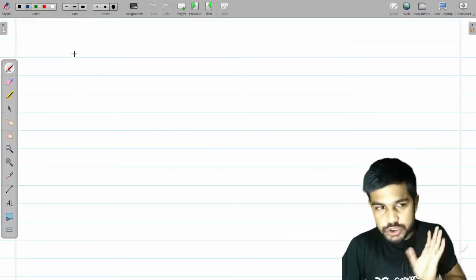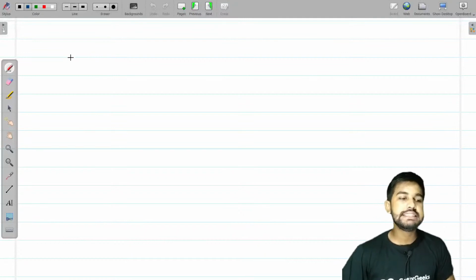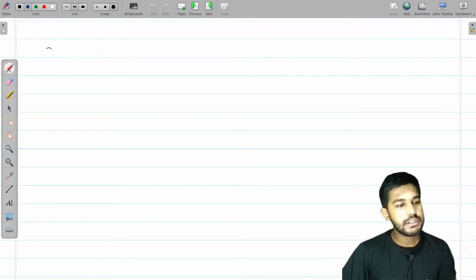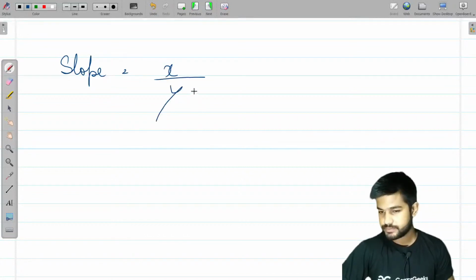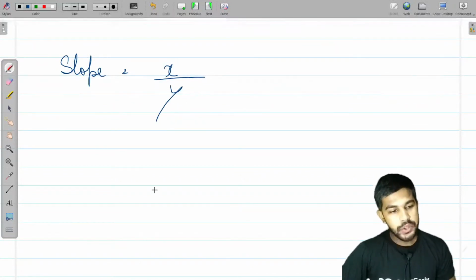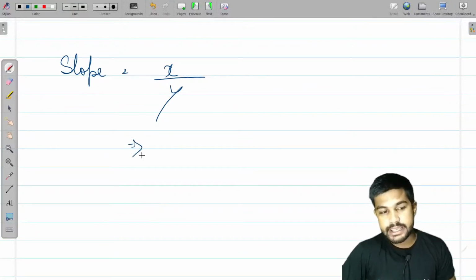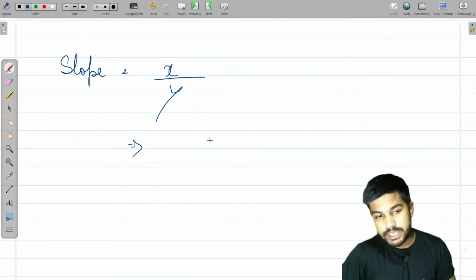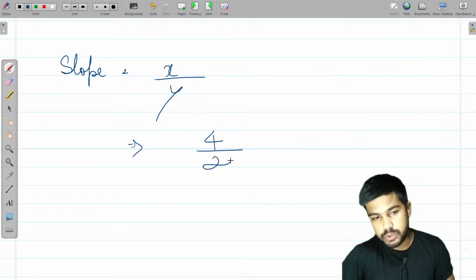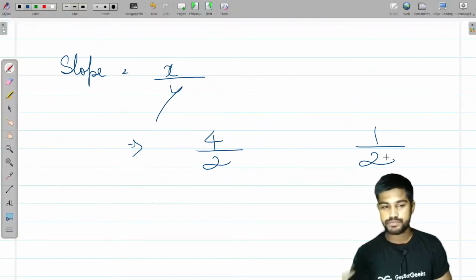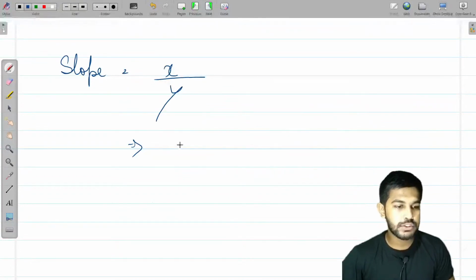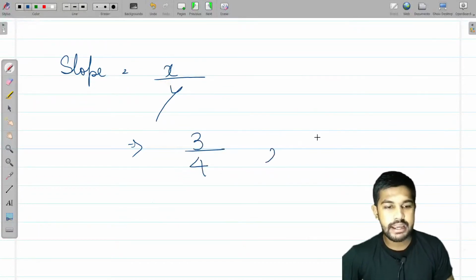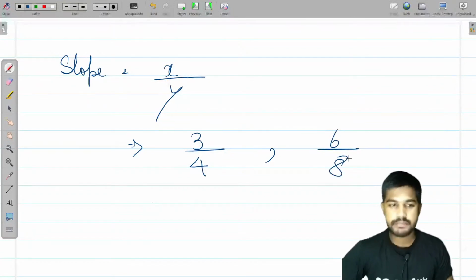Why do you use the GCD? I am telling you. Suppose the slope is equal to x by y. Good to go. Now, it might be the case that the slope is 3 by 4 here and the slope is 6 by 8 there.